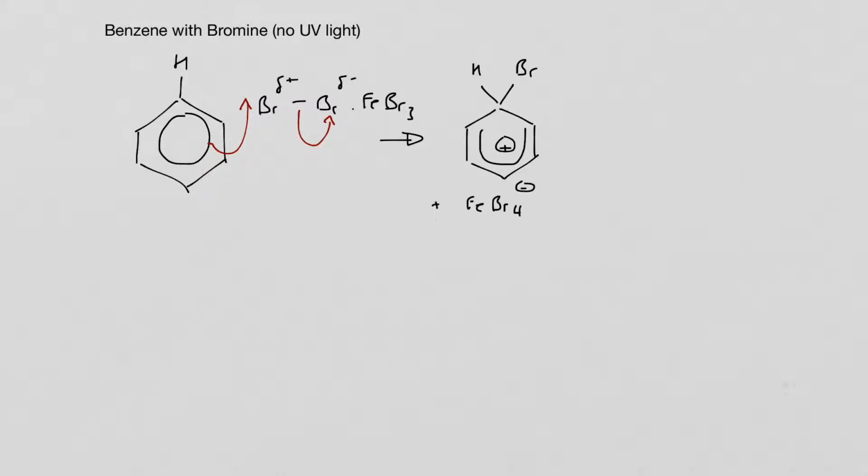The next stage involves the loss of that electron pair back to the ring, and so what's happened is the hydrogen has been lost and the H plus grabs onto one of the Br minuses to form your HBr. That regenerates, this losing a Br minus forms FeBr3 again, and that leaves your bromine added onto your benzene ring. So we've made bromobenzene.